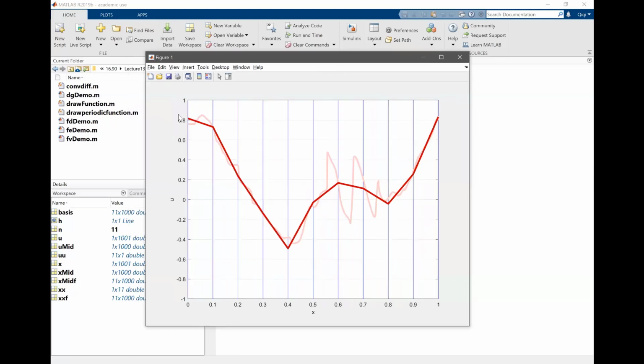One last thing I want to ask you is, is the solid red line just any continuous and piecewise linear function? What does it have to do with the original function? In what sense is the continuous piecewise linear function an approximation to the original function?